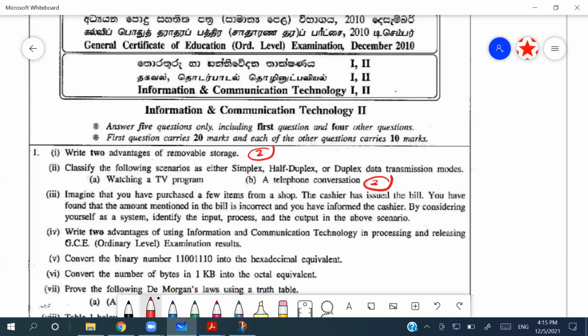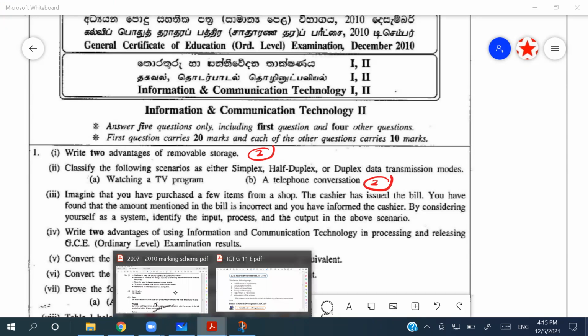Imagine that you have purchased a few items from a shop. The cashier has issued the bill. You have found that the amount mentioned in the bill is incorrect, and you have informed the cashier. By considering yourself as a system, identify the input, process, and the output of the above scenario. So you have to consider yourself as a system, right? So the input, process, and the output of the above scenario, right?